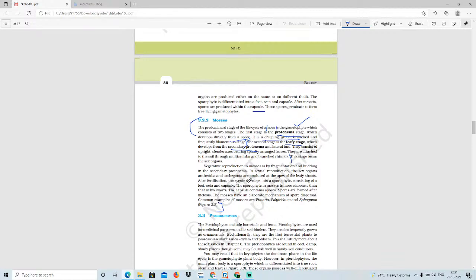This is simple. It happens in all bryophytes that after the antherozoids go and fuse with the egg, it forms a sporophyte consisting of foot, seta and capsule. So the same here: foot, seta and capsule. That is given in this diagram very clearly.